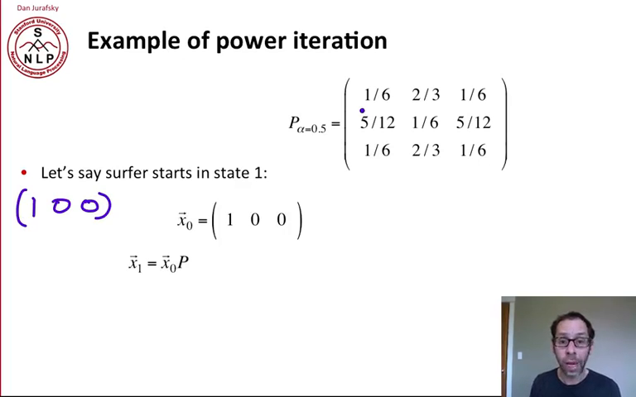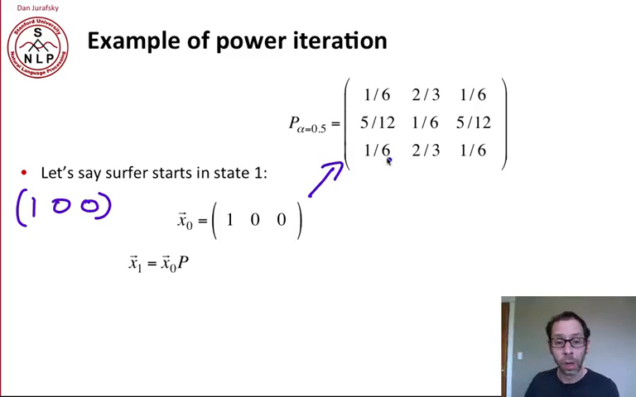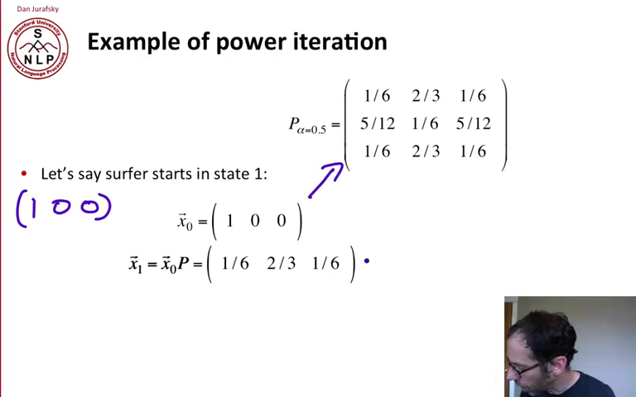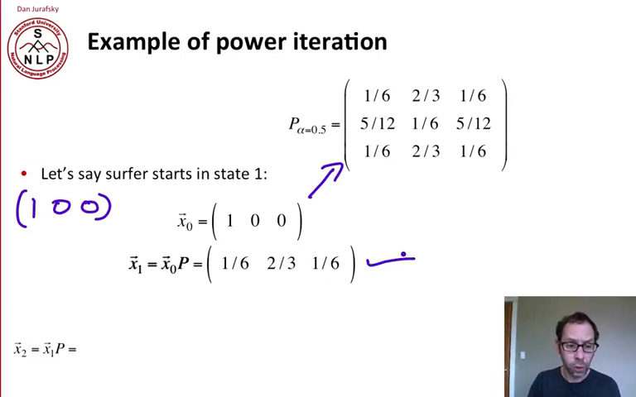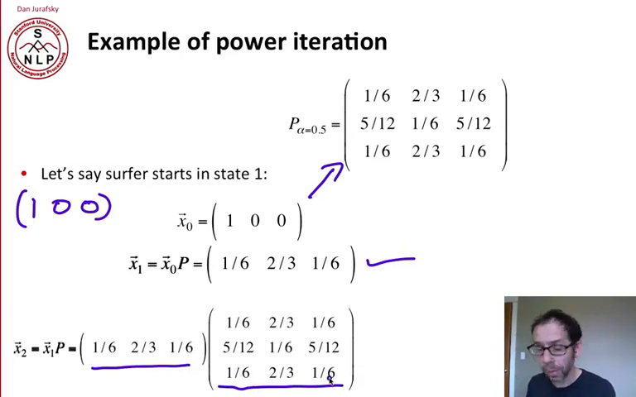Now, how do we compute x sub 1? We're going to multiply x sub 0 times P. We'll multiply this vector by this matrix, and that's going to give us 1/6, 2/3, 1/6. So now this is our current state after one iteration. And after 2 iterations, we multiply x1 again by the transition probability matrix P. So we have the current state times the transition probability matrix, and that's going to give us a new distribution over possible states.